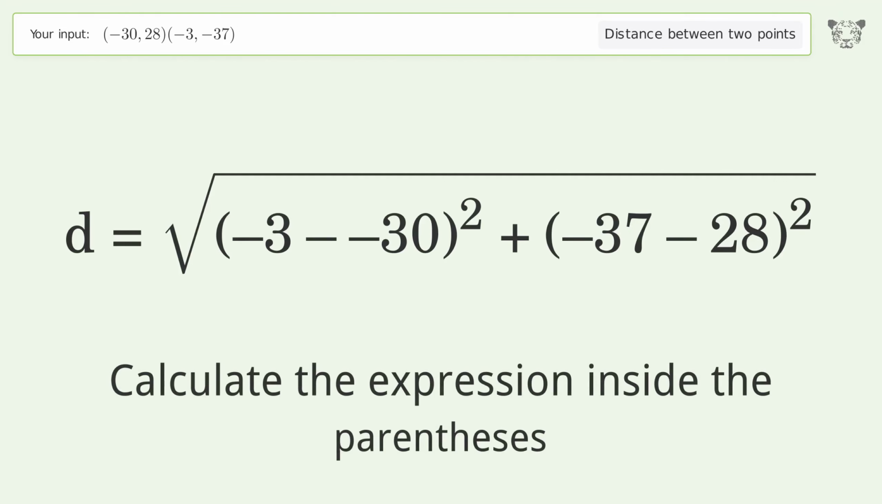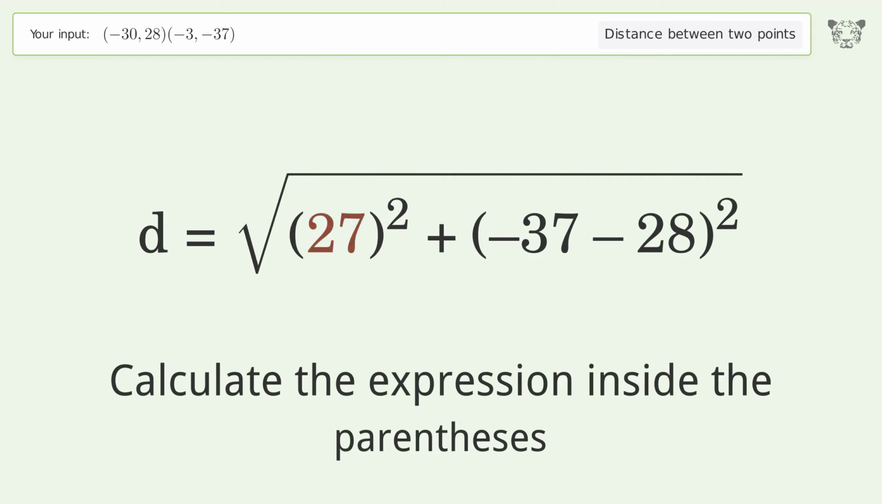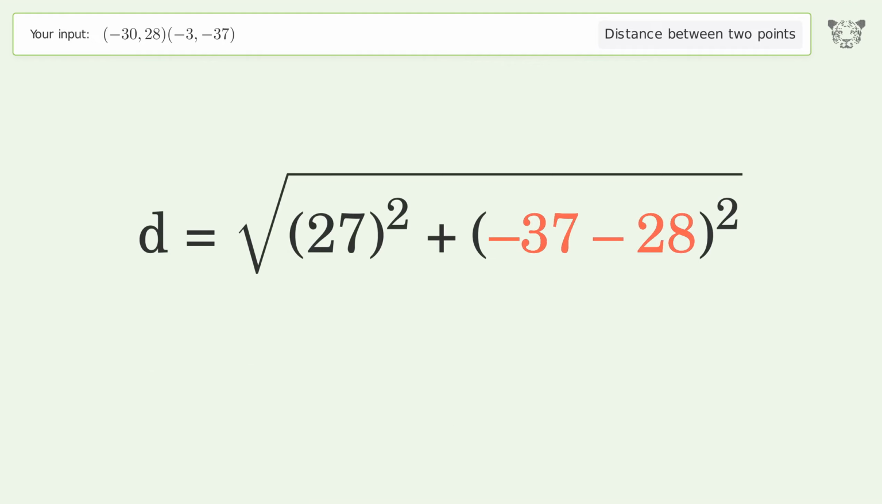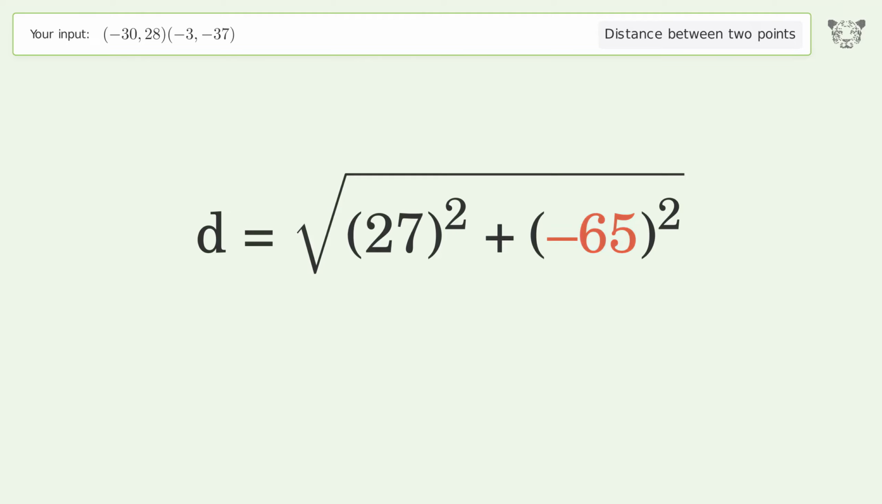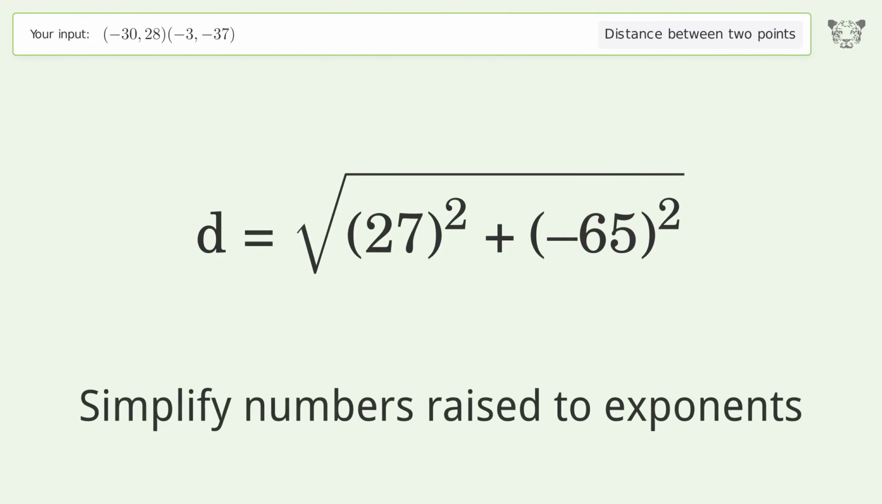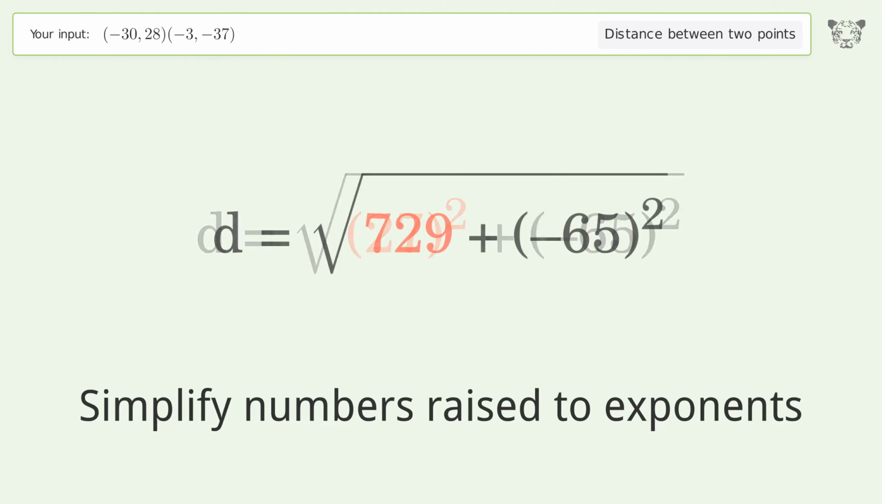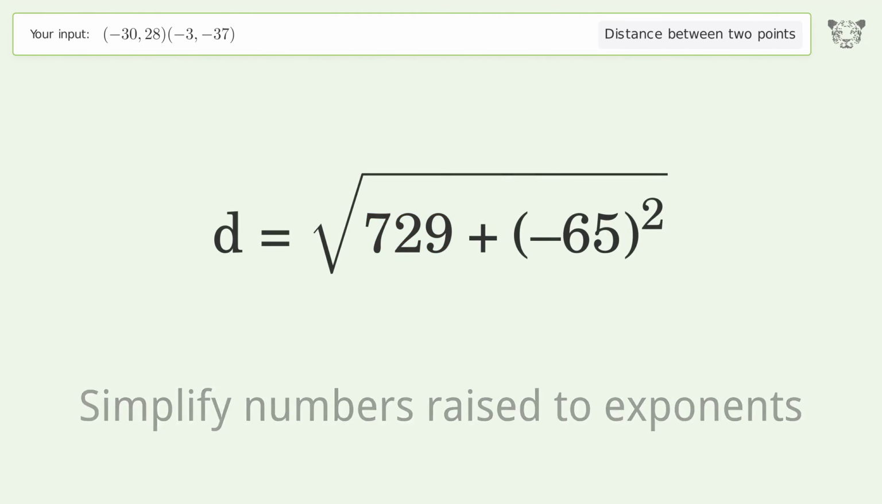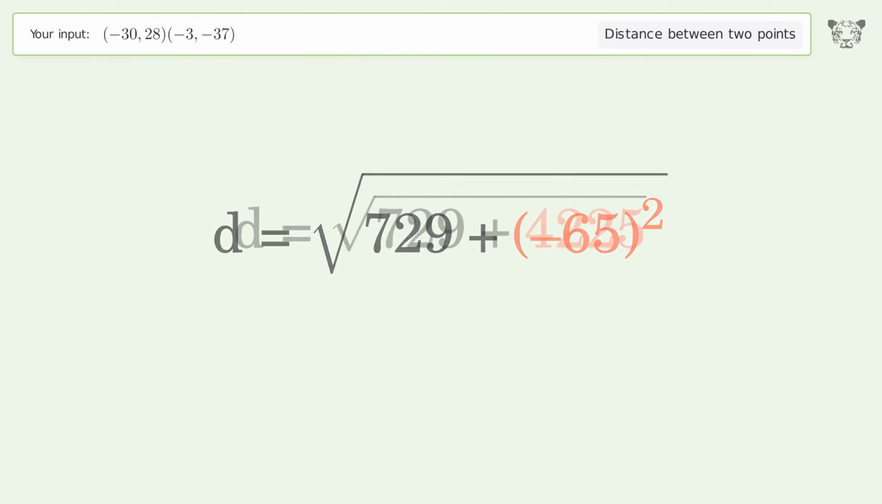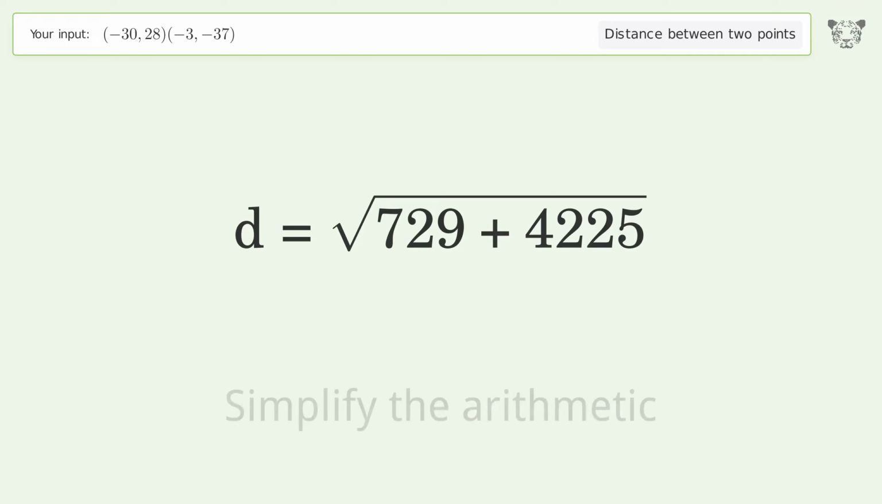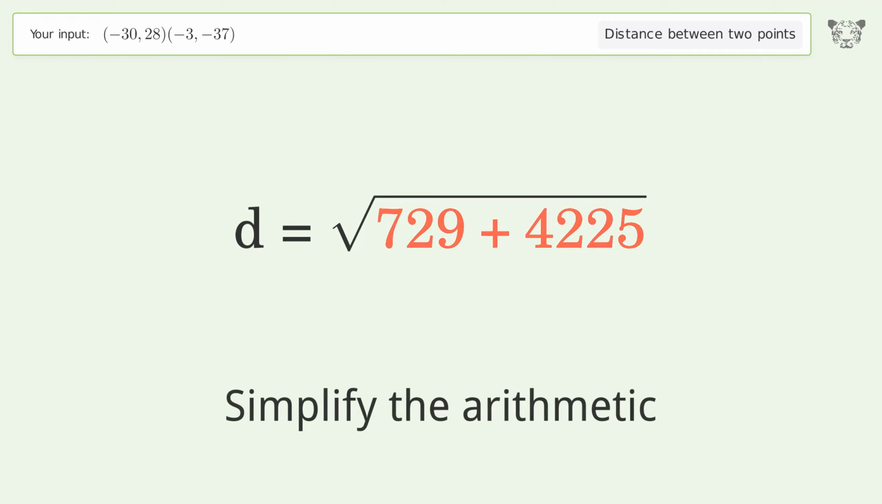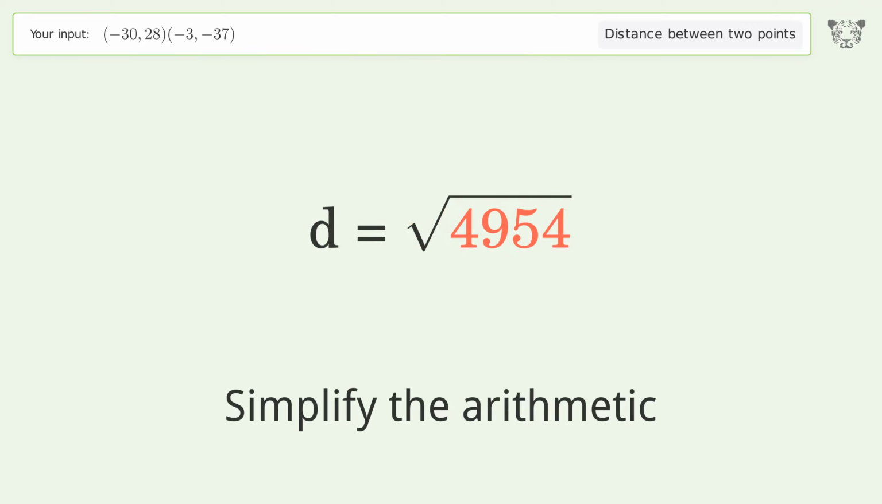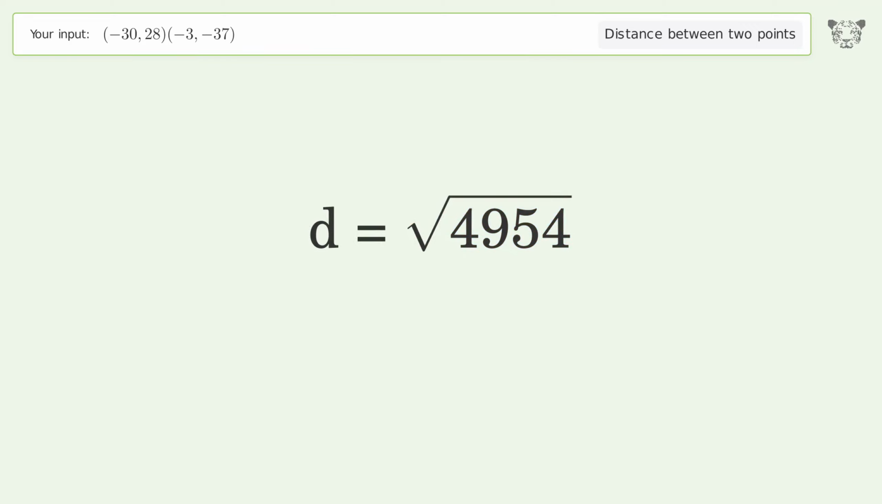Calculate the expression inside the parentheses. Simplify numbers raised to exponents. Simplify the arithmetic. And so the distance between the 2 points is the square root of 4,954, or 70.385.